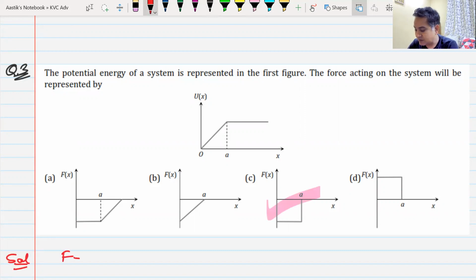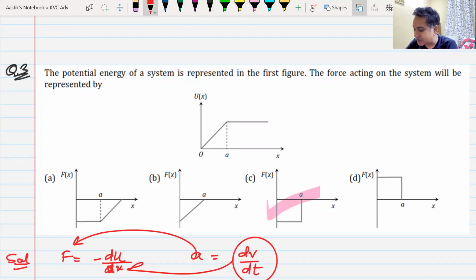My dear friends, it is as simple as it gets. Force is the negative derivative of u with x, right? If it is difficult for you to understand in terms of x, think of it this way. Acceleration is dv by dt. Here, acceleration is substituted by f, and dv by dt is substituted by du by dx. The only thing is it is negative here. Now this has got a positive constant slope, and force has to be the negative of this, so it has to be negative.